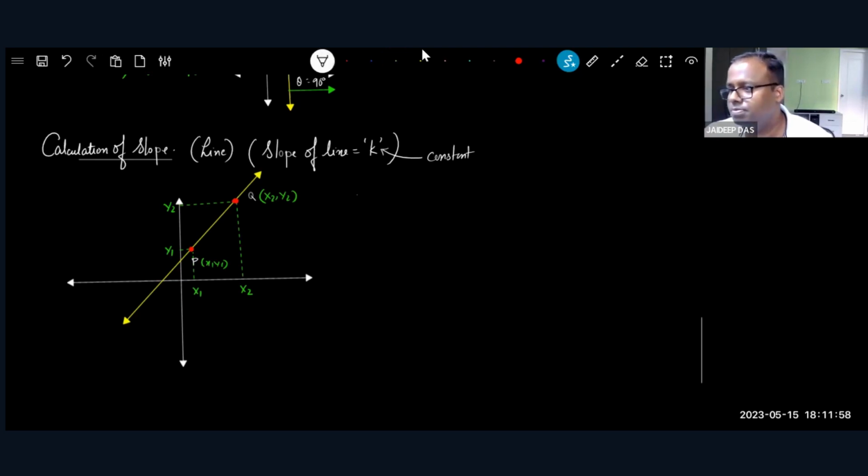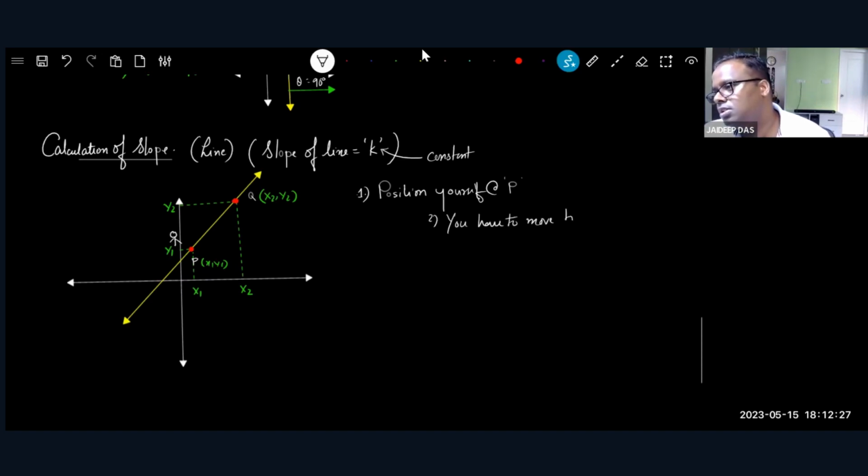Step number 1: position yourself. Don't write anything, just understand. Position yourself at point P. Pepper is right now at P and wants to go to Q. You have to move till Q, but you are allowed only x-axis and y-axis movement.